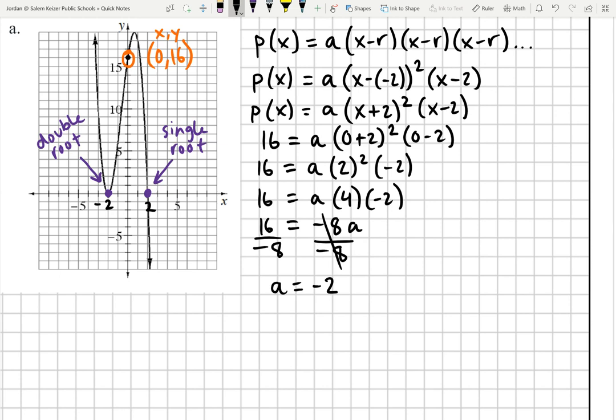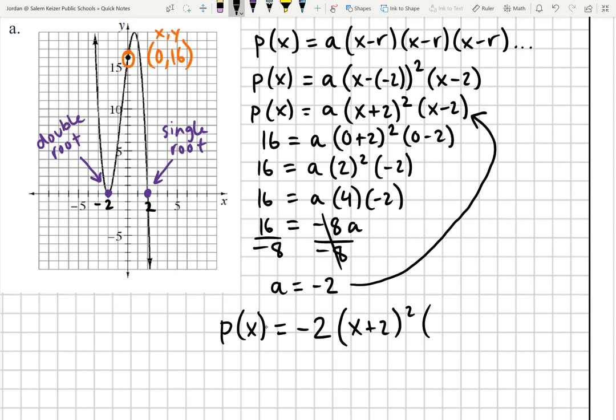So now what I need to do is take this stretch factor that we've solved for and put it into the original equation that I built, right? So this equation right there, okay? Because that's the equation that has my roots built into it, but it was just missing the stretch factor. So my final equation would be p of x is equal to a, which is -2, times my roots. So x plus 2 squared times x minus 2.